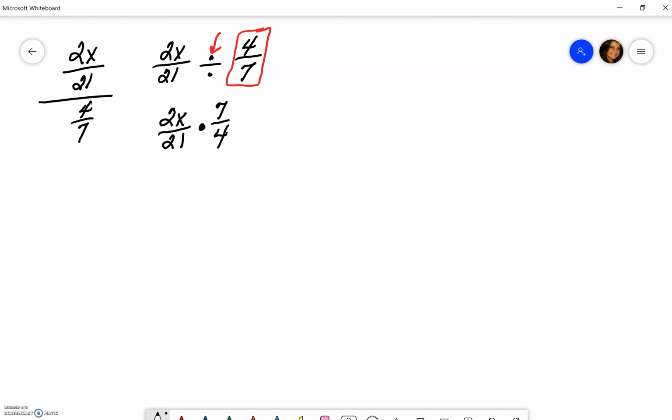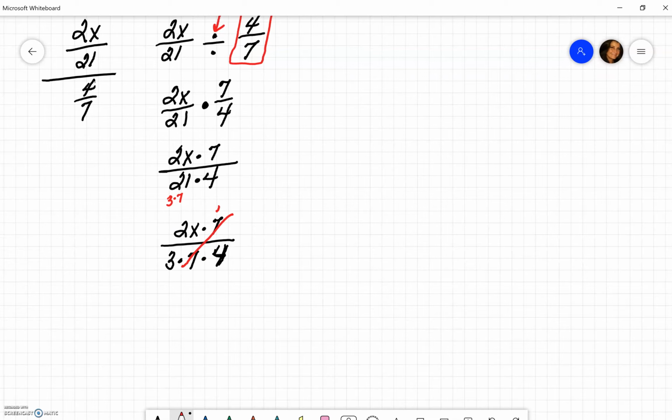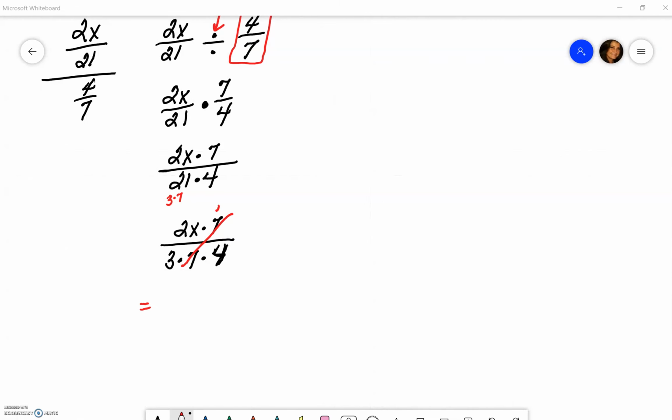We know we can rewrite that as one fraction, so it would be 2x times 7 all over 21 times 4. Now I'm going to look to see if I can reduce anything out, and I can see this 21 can break out to 7 times 3, so we can get those 7s to divide out to 1. So I'm going to rewrite it as 2x times 7, and on the bottom we'll represent the 21 as 3 times 7 times, and don't forget, times 4. The 7s divide out to 1, so we're left with, on top, 2x, and on the bottom is 3 times 4, which is 12.